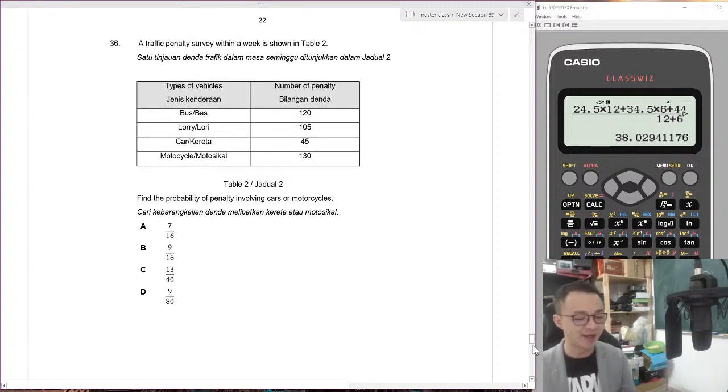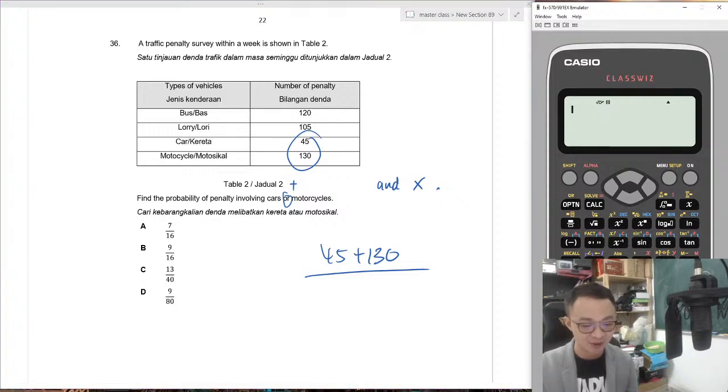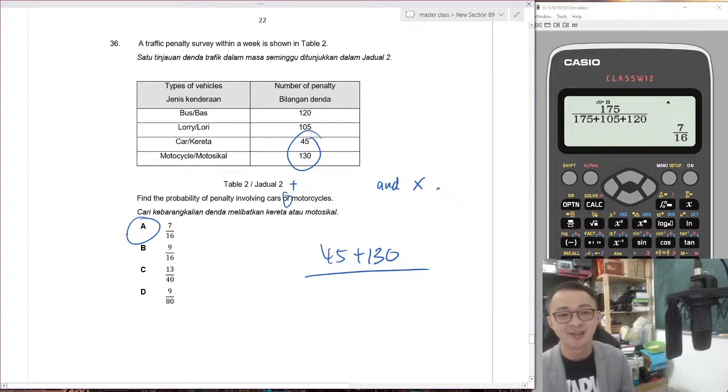Alright, 36. Find the probability that the penalty involves a car or a motorcycle. Basically, or means plus, and means multiply. So I will just plus both of these. It's 45 plus 130 divided by the total, so 175 over 175 plus 105 plus 120. So 7 over 16. The answer is A. Vowel is A, E, I, O, U. Consonant is not A, E, I, O, U, like B, C, D. It's all consonants.